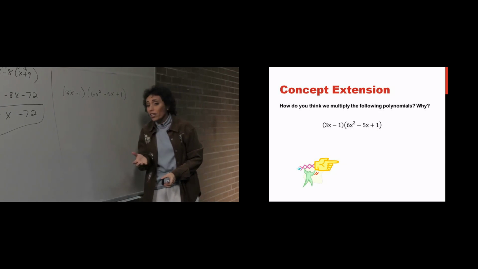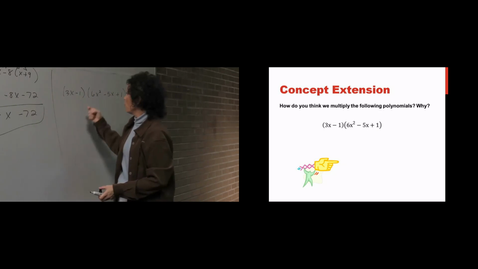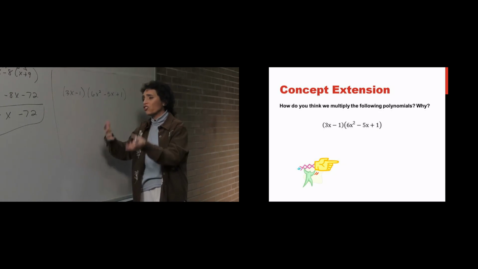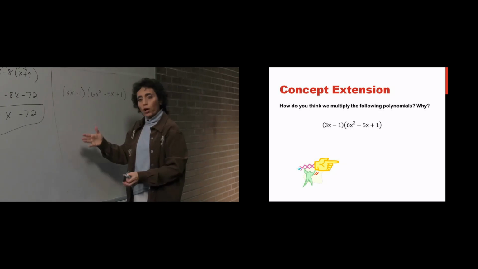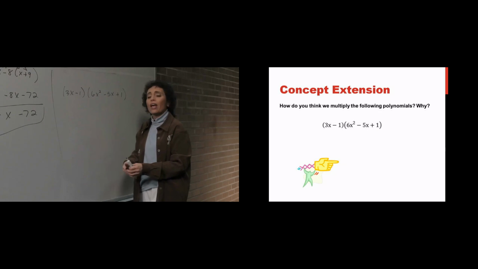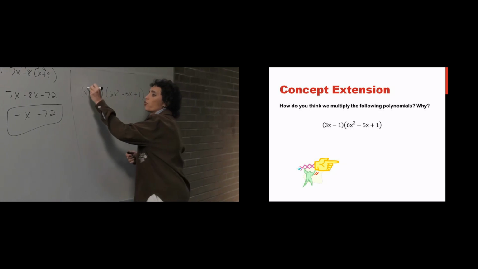Now, you can't do FOIL on this. See? FOIL only works for two binomials. Okay? This is a binomial times a trinomial. What do you think, if you think about how can we extend what we know? Well, in multiplying binomials, when we weren't using FOIL, all we did was distribute. That's what we're going to do here. So let's multiply this using the distributive property.